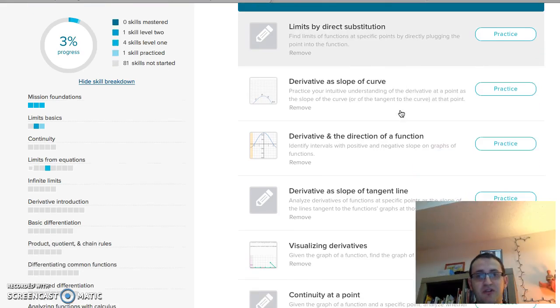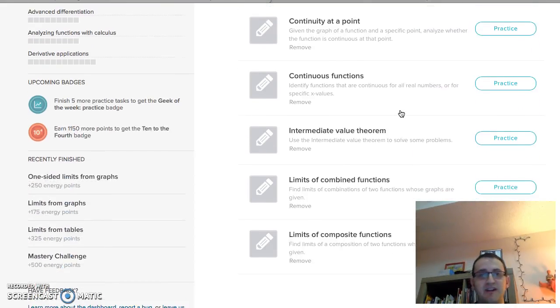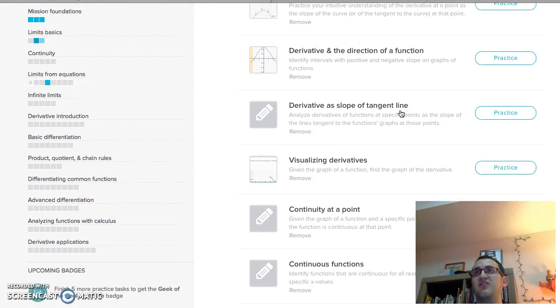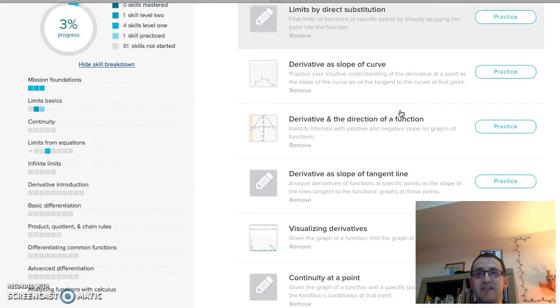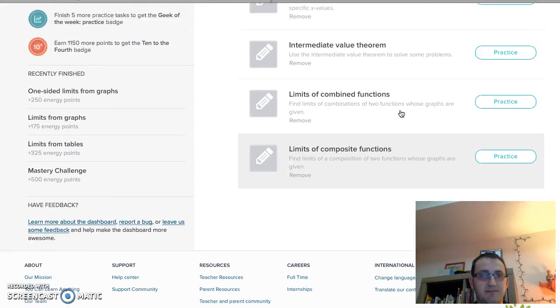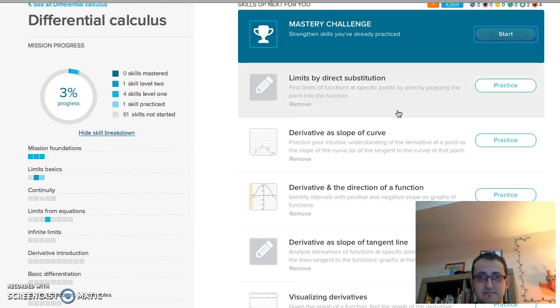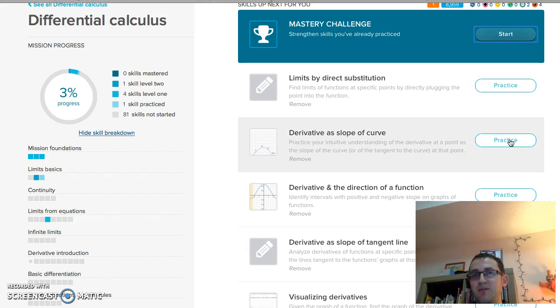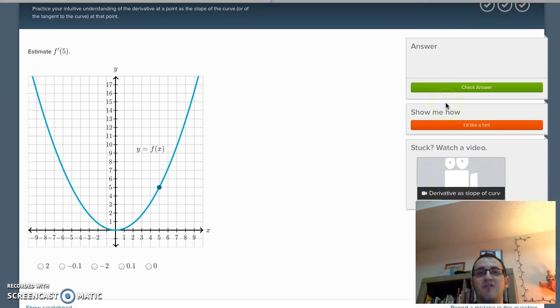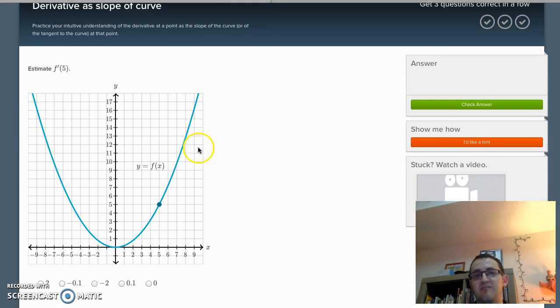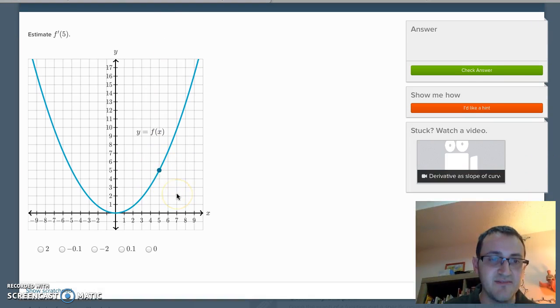Let's say that you go to, and I encourage you to target skills. And I'm going to make a list of skills that I would really like you to focus on. Let's say we want to practice derivative as a slope of a curve, so being able to get the derivative of the slope of a tangent line. So it says practice the intuitive understanding of the derivative at a point on the slope of a curve to the tangent of a curve at a point.